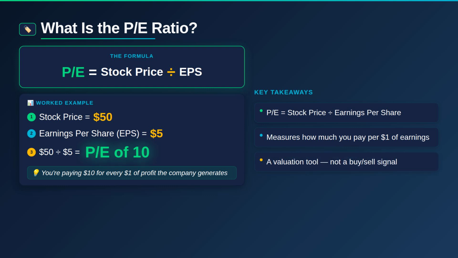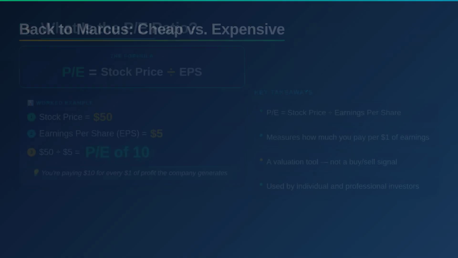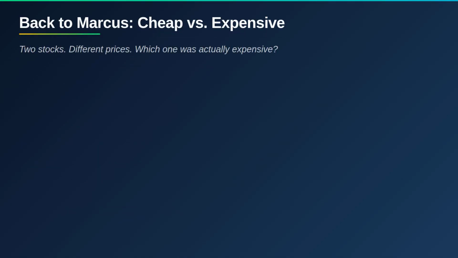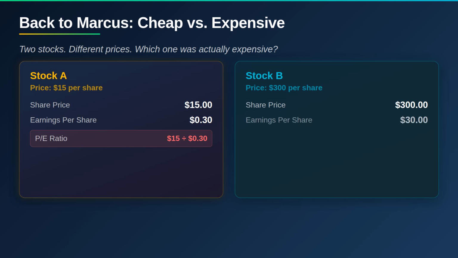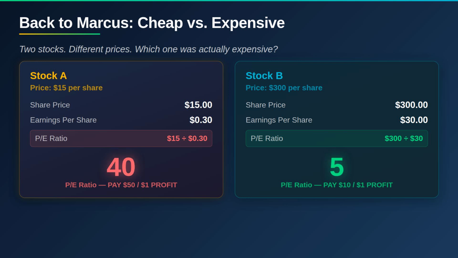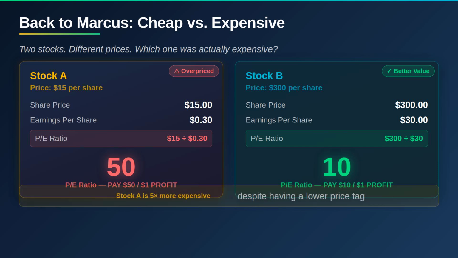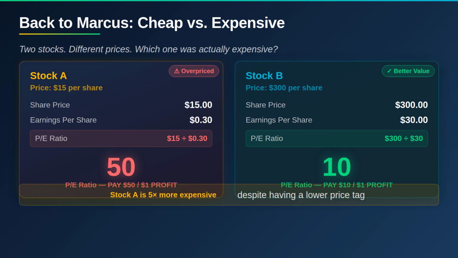This is exactly what Marcus didn't know when he was staring at those two stocks. It's not about the sticker price, it's about what you're getting for that price. Remember Marcus's two stocks? Let's run the actual numbers. The $15 stock had earnings of just 30 cents per share, giving it a PE ratio of 50, meaning Marcus would pay $50 for every single dollar of profit. The $300 stock? It was earning $30 per share, a PE of just 10. So which one was actually expensive? The $15 stock was 5 times pricier in terms of what you get for your money.